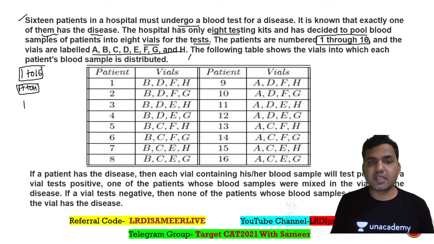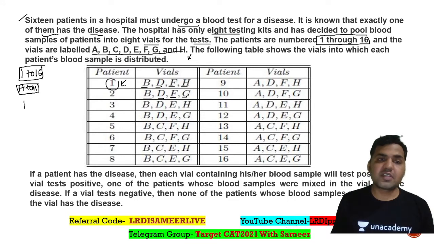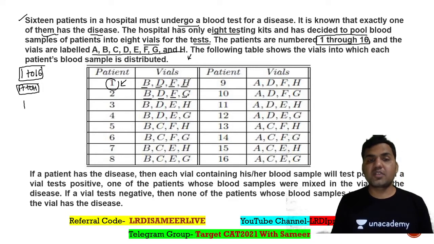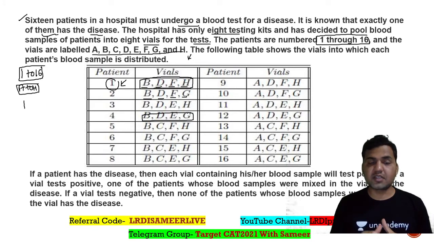And looking at the table, you can see that patient 1's blood is present in 4 vials. Patient 2's blood is present in 4 vials. So that means if patient 1 has the disease, then you will get a positive result in the 4 vials where the blood is present, that means in B, D, F, H. So one patient's blood is available in 4 vials. So if a particular patient has a disease, then you will get positive results in the 4 vials. If a patient has a disease, then each vial containing his or her blood sample will test positive.